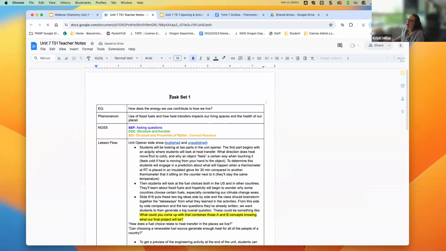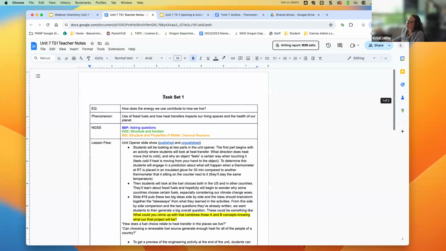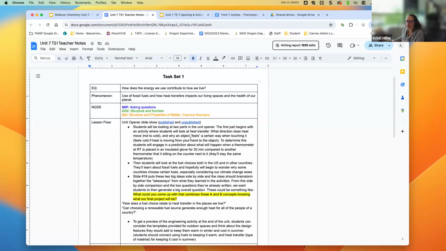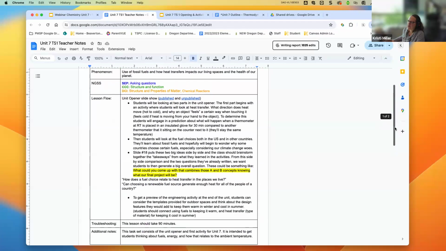Okay, perfect. So I just wanted to show you quickly what the teacher notes look like. So this is task set 1. Remember, these are all in the restricted files. We always start with our essential question. What's our phenomenon? Here are the 3D practices that we're focusing on. And then we go into a lot of detail in the lesson flow section. The length of this varies depending on the complexity of the task set, but the point is really to provide a lot of teacher detail that's relevant to the teacher.